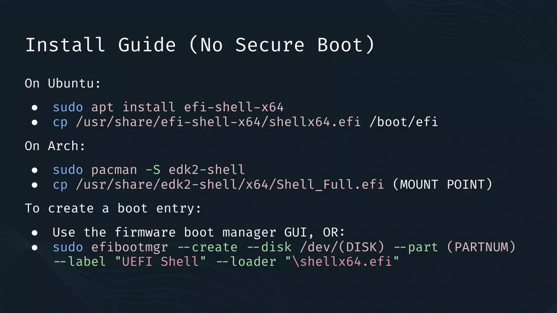Your package manager of choice will likely have a UEFI shell package, UEFI shell x64 for apt or EDK2 shell for pacman. Just copy the shell binary to the UEFI partition, which in most distributions will be mounted to /boot or /boot/UEFI. Finally, we need to create a boot entry. This can be done from within the UEFI GUI, but since the GUI isn't standardized, it may be safer and easier to use a tool like UEFI Boot Manager as shown on the slide.